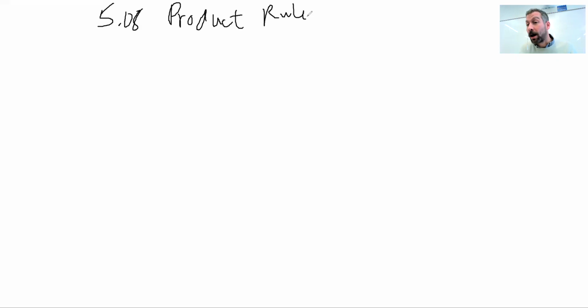If you're tuning in, you're looking for 5.08, the product rule of derivatives, right? Sorry for my sloppy handwriting. The product rule, what is it? How do we do it? When is it used, right?